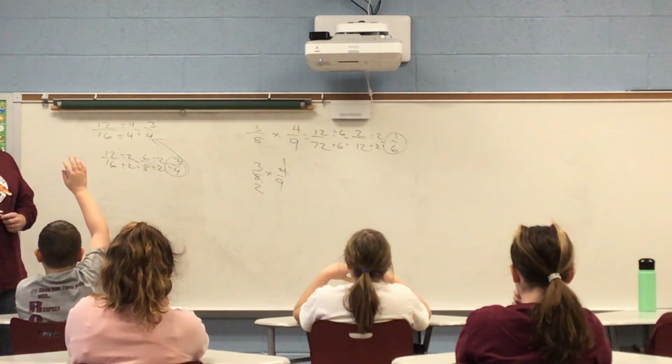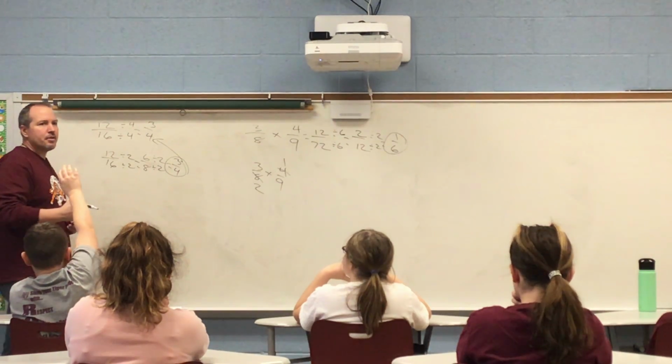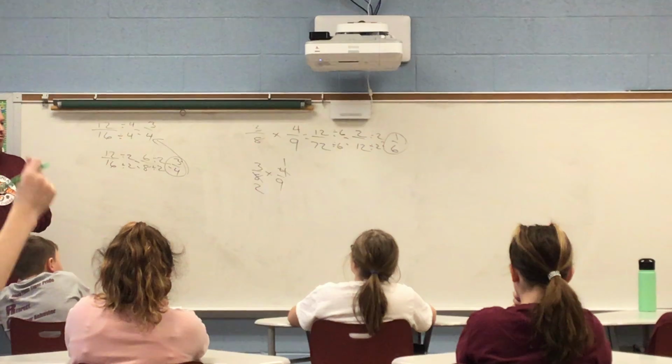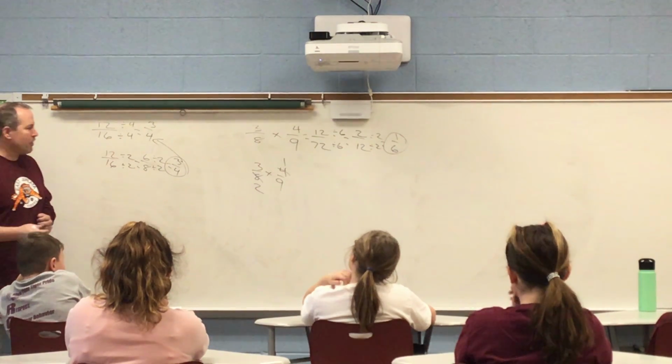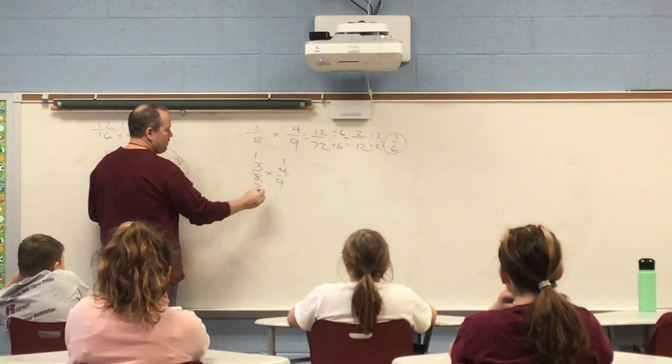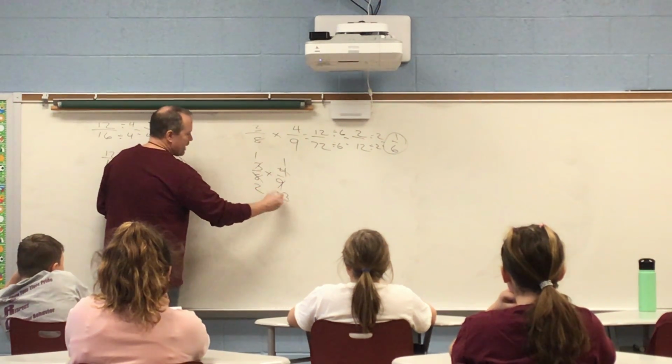Is there anything else we can reduce? Lily? The 3 and the 9. What can we divide both the 3 and the 9 by? We divide them both by 3. So once again, what we want you to think. 3 divided by 3 is 1. 9 divided by 3 is 3.